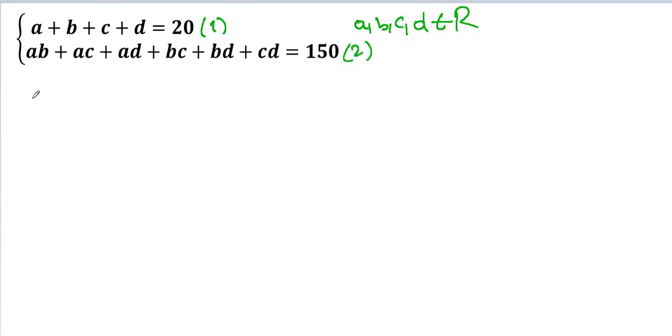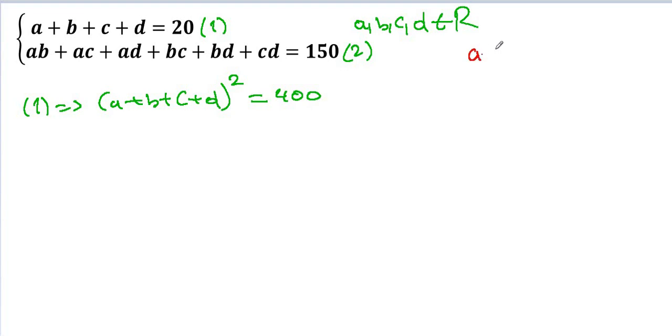If I square both sides of the first equation, then I will get (a + b + c + d)^2 = 400, since 20 squared is 400. Now how can I square these four numbers? We know the formula for two numbers: (a + b)^2 is always equal to a^2 + b^2 + 2ab.